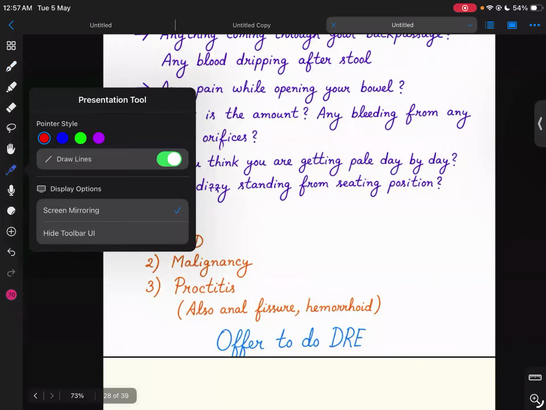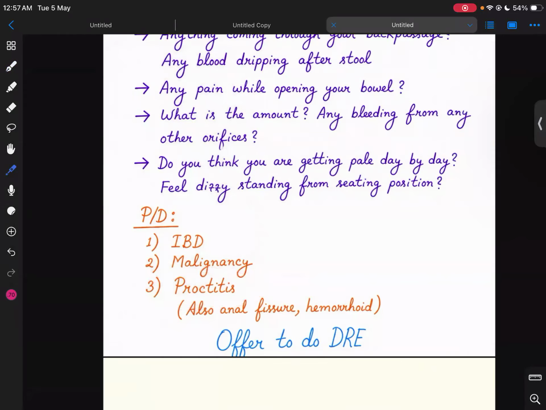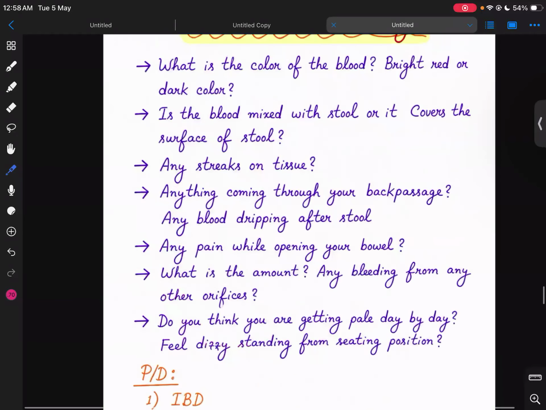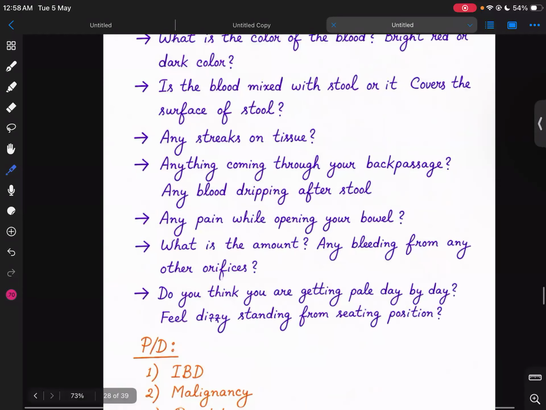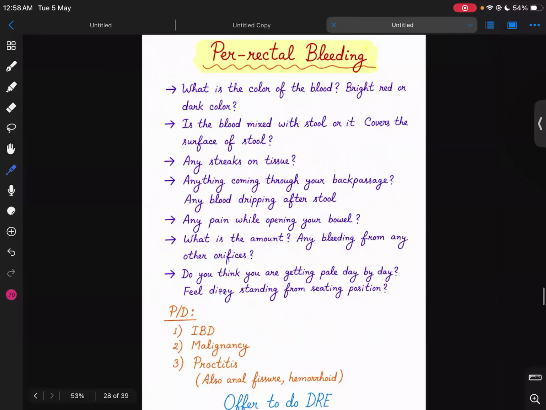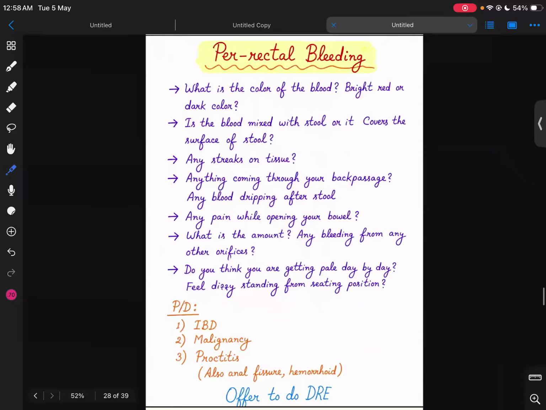Can it be mets also? Mets does not present with per rectal bleeding, doctor. Mets present with bony pain. In the PACES exam, mets present with bony pain, like low back pain. Mets will not cause per rectal bleeding. This is due to proctitis. This case has come in this diet at the UK center. And that's all for per rectal bleeding. Let me know, doctors, if anyone has any question or confusion from this.